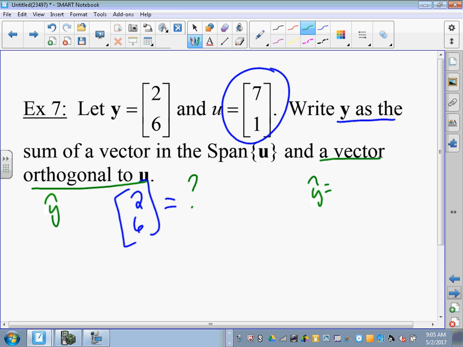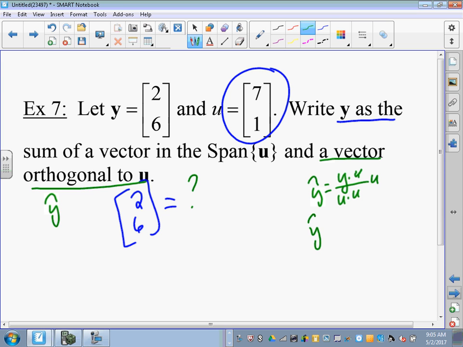How do we find y hat? It's very important that we know this one. What's our formula? Y dot u over... Okay, I probably should have gone back to that other one just to make sure that it's orthogonal, because that is important. So when we're done, we want to double check that.